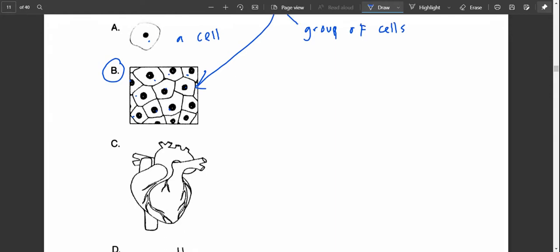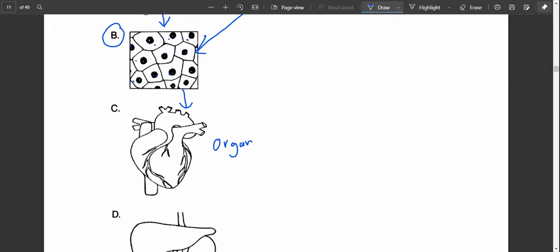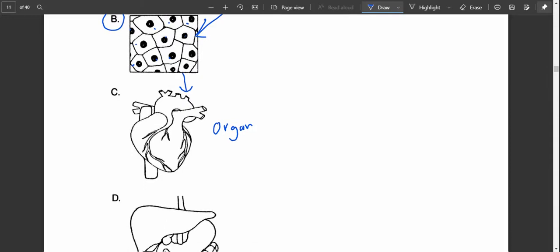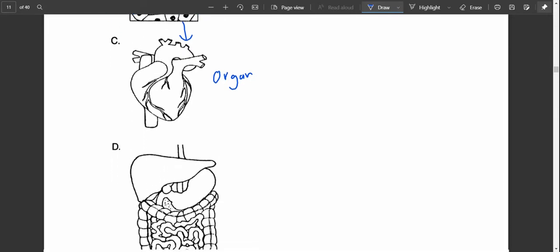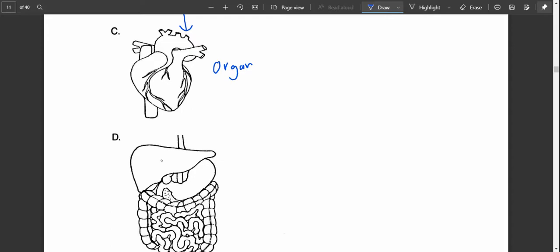And when a lot of these tissues work together, they'll become this one, an organ. So an organ is made up of several tissues. For example, in the heart, you have muscular tissue, you have connective tissue. We're going to learn all of those in year 9 and above. And when you have many organs, for example, there's a liver, there's a stomach, there's a large intestine, small intestine, this is what we call an organ system. So in our body we have several systems.